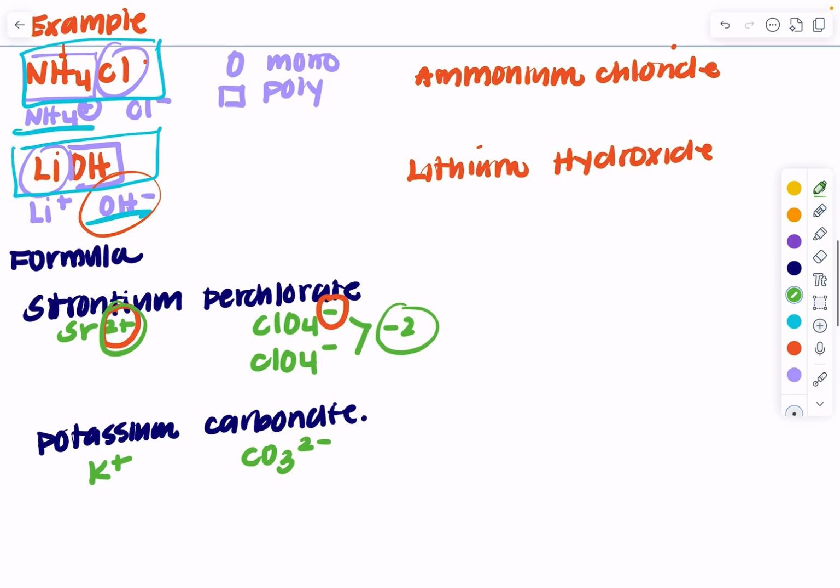Same thing down here. We have +1 and -2. So we actually need 2 potassiums. This is going to add up to +2. This is -2.